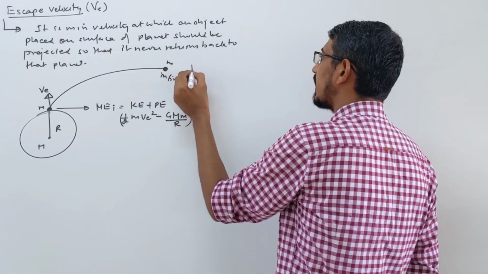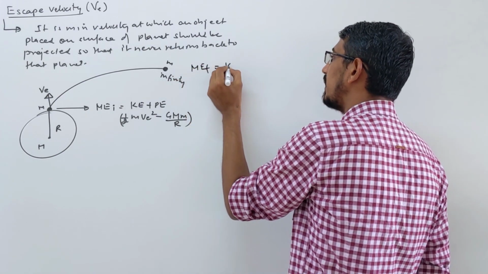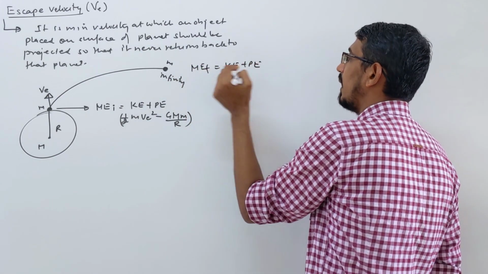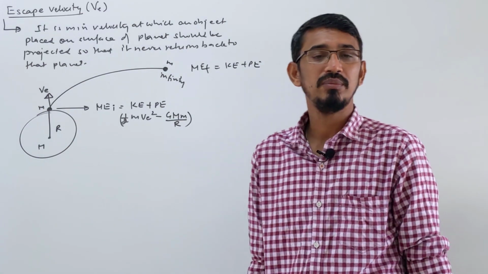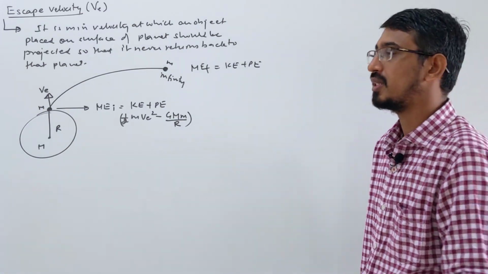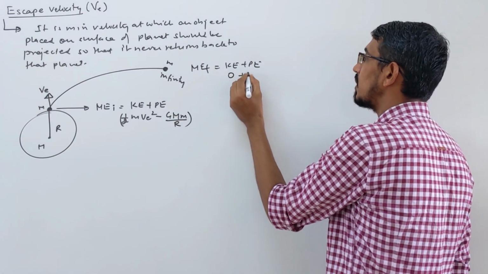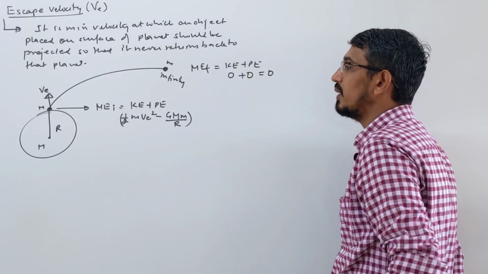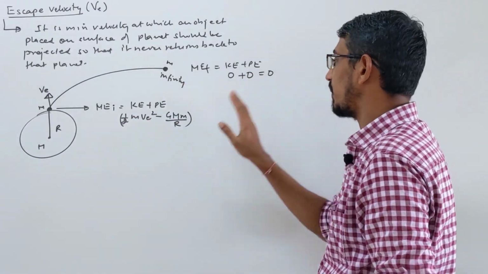Then what is the mechanical energy final? Kinetic plus potential final. At that point infinity, what are the kinetic and potential? What is the answer? 0. Both energies are 0. Kinetic 0, potential also 0. So total also 0. So mechanical initial, mechanical final, you have to equate them.